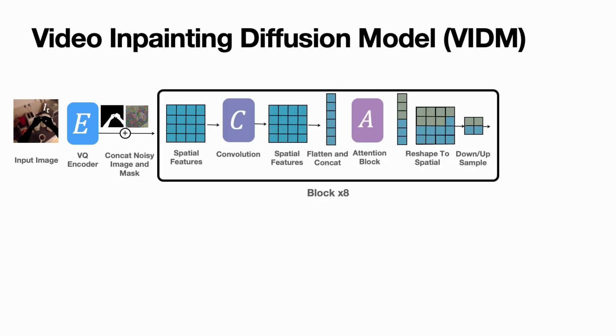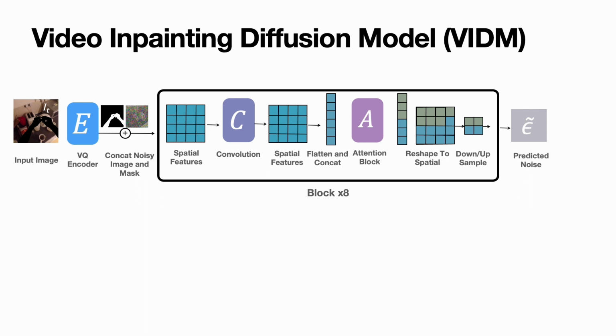Prior work on single-frame inpainting diffusion models starts with an input image. This image is embedded into a latent space using a vector quantization encoder, and then concatenated with the mask of the region to inpaint along with the noisy target image, which represents the diffusion target. These spatial features are passed into a U-Net architecture which stacks blocks consisting of convolution and self-attention layers. Finally, at the end of the U-Net, the model predicts the noise added to the training target.